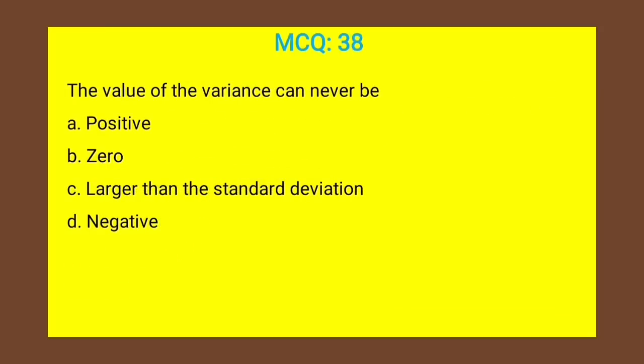The value of variance can never be: A, positive; B, 0; C, larger than standard deviation; D, negative. So we are saying that the value of variance can be positive, 0, or larger than standard deviation, but it cannot be what? Negative. If it's negative, it's impossible. So it cannot be negative. So take note.